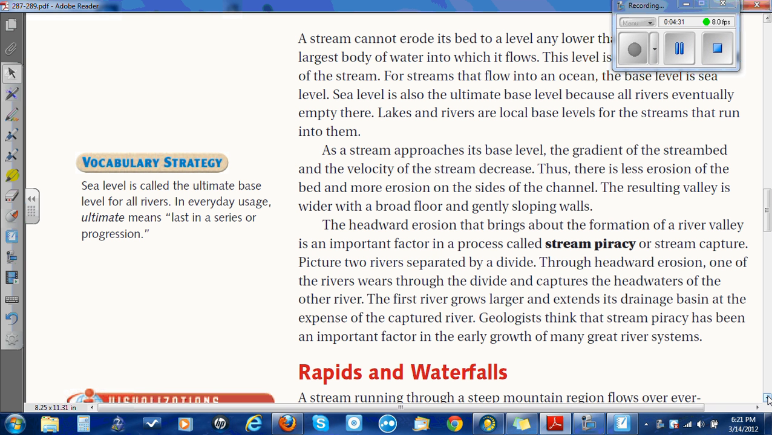The headward erosion that brings about the formation of a river valley is an important factor in a process called stream piracy or stream capture. Picture two rivers separated by a divide. Through headward erosion, one of the rivers wears through the divide and captures the headwaters of the other river. The first river grows larger and extends its drainage basin at the expense of the captured river. Geologists think that stream piracy has been an important factor in the early growth of many great river systems.